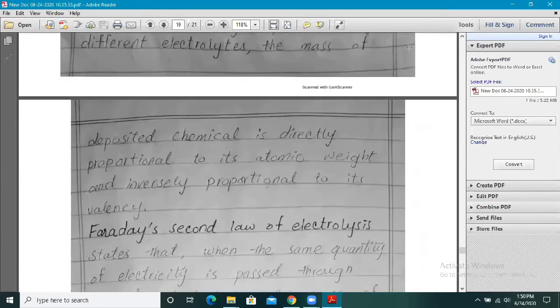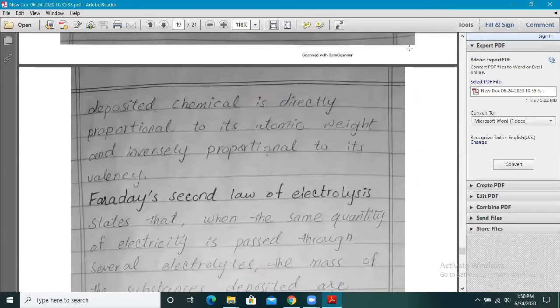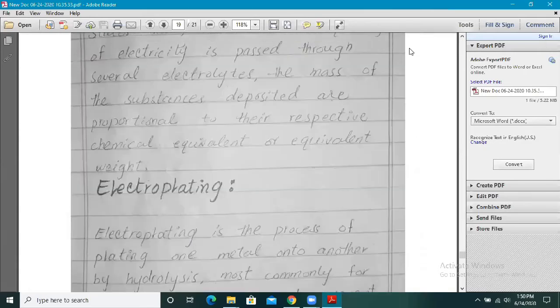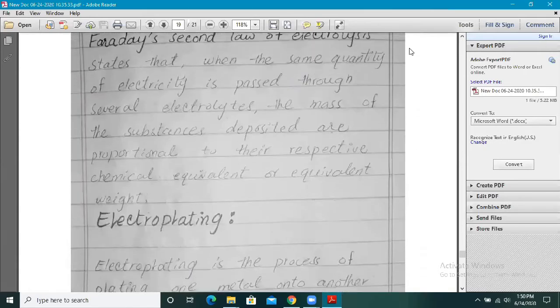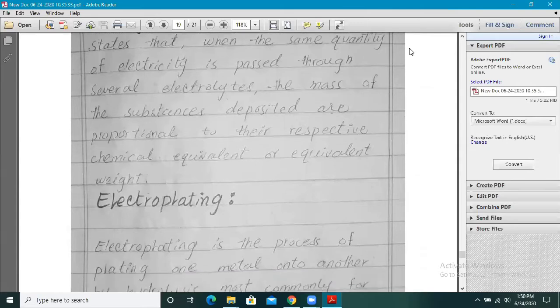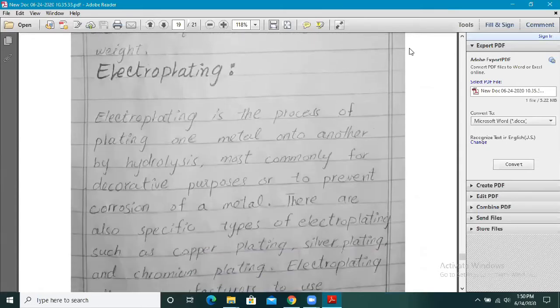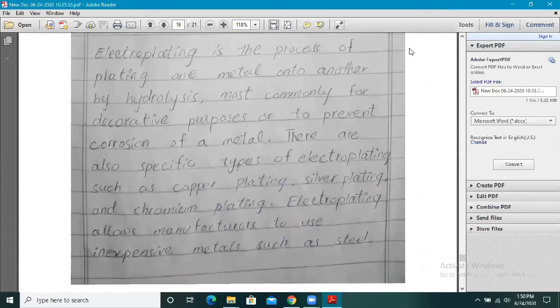Again, we have our explanation, and now we have Faraday's second law of electrolysis, which states that when the same quantity of electricity passes through several electrolytes, the masses of the substances deposited are proportional to their respective chemical equivalents or equivalent weights. Next, we have electroplating, which is the process of plating one metal onto another by hydrolysis, most commonly for decorative purposes or to prevent corrosion of the metal.